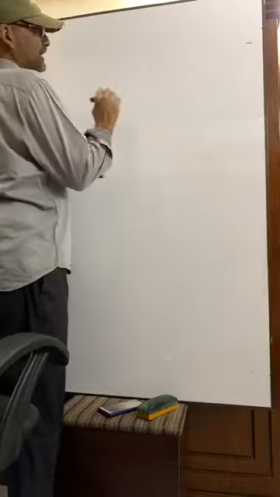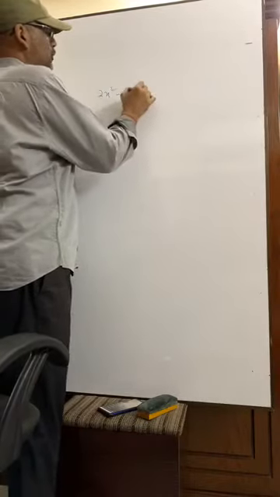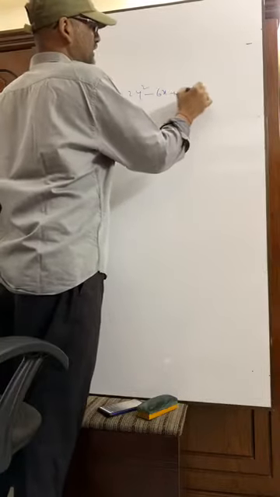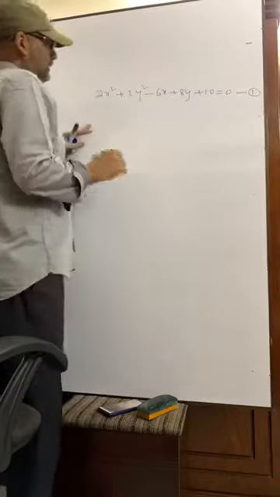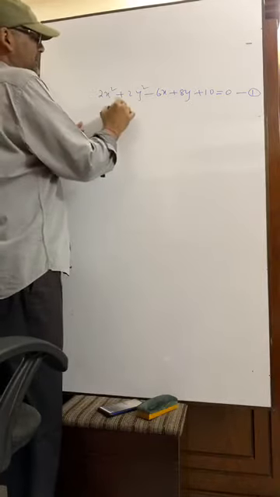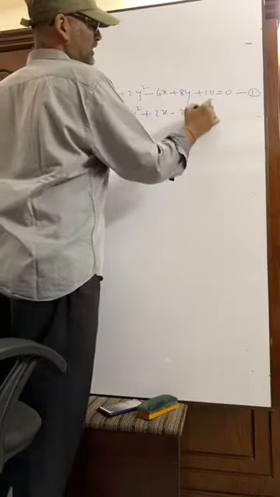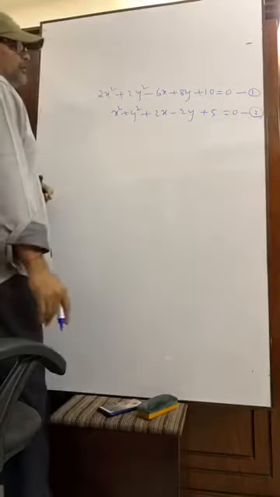Suppose two circles are given: 2x square plus 2y square minus 6x plus 8y plus 10 equals to 0. This is circle number 1. And another circle is given: x square plus y square plus 2x minus 2y, suppose anything I have written, equals to 0. I am giving just an example.